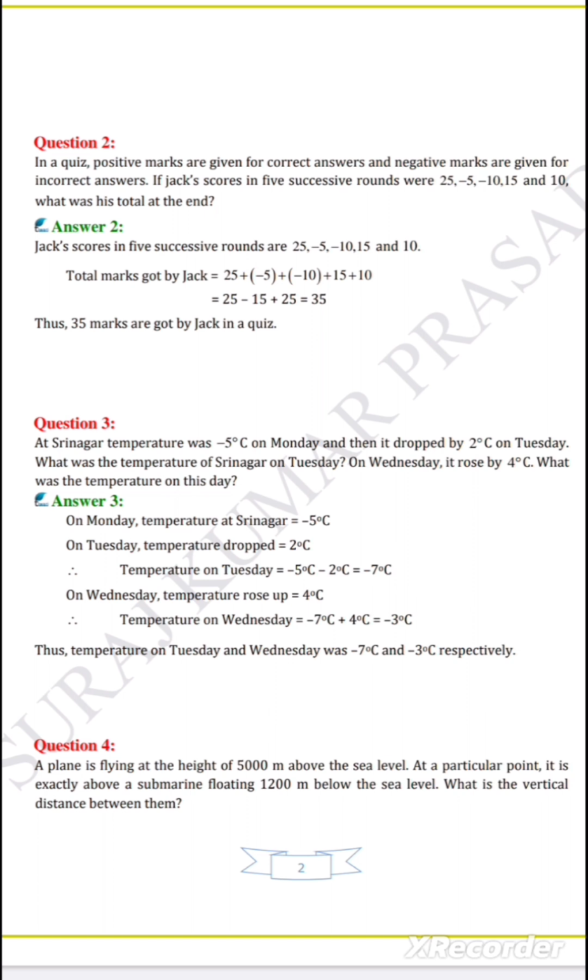On Monday, the temperature at Srinagar is equal to minus 5 degrees Celsius. On Tuesday, the temperature dropped by 2 degrees Celsius. So the temperature on Tuesday is equal to minus 5 degrees Celsius minus 2 degrees Celsius is equal to minus 7 degrees Celsius. And another question is, on Wednesday the temperature rose by 4 degrees Celsius. The temperature on Wednesday is equal to minus 7 degrees Celsius plus 4 degrees Celsius is equal to minus 3 degrees Celsius. Thus, the temperature on Tuesday and Wednesday was minus 7 degrees Celsius and minus 3 degrees Celsius respectively.